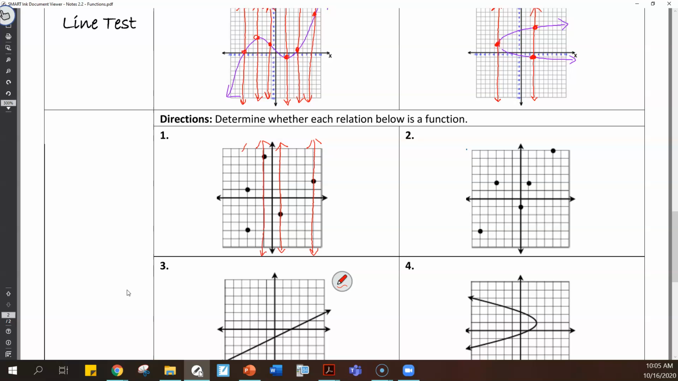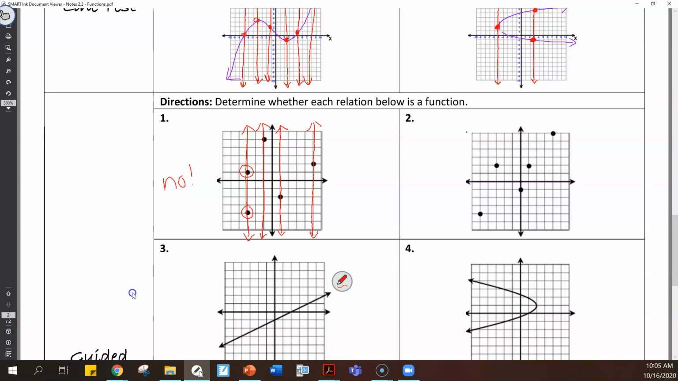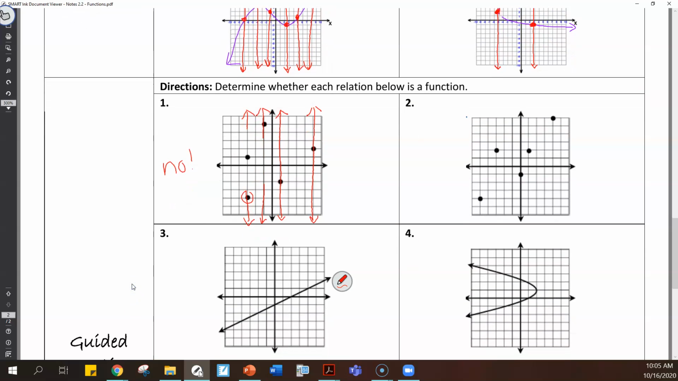That's good. When I check here, this crosses here and here. So this is not a function because it crosses in more than one place. Okay? If I were to remove this point or remove that point, then it would be a function. But as it stands right now, it is not because it fails the vertical line test right here. Okay?